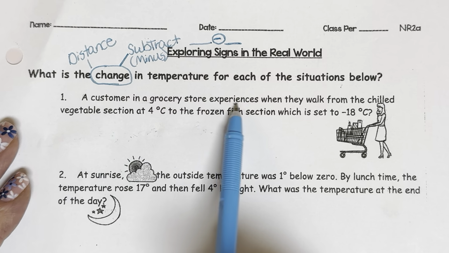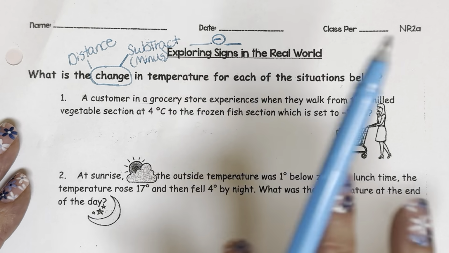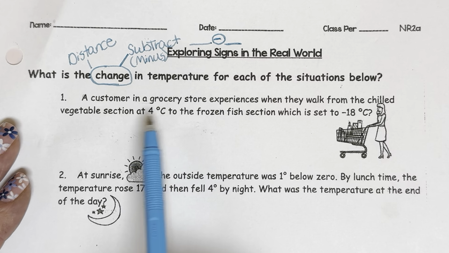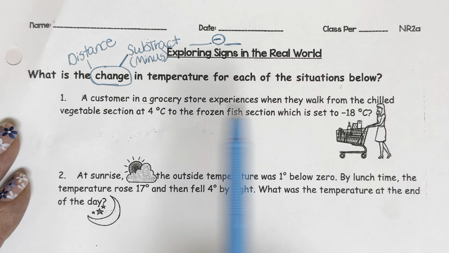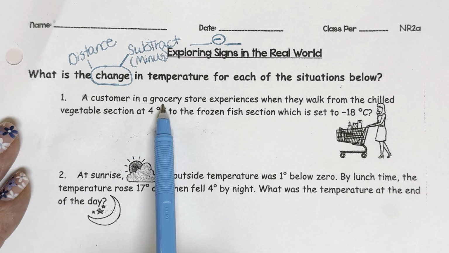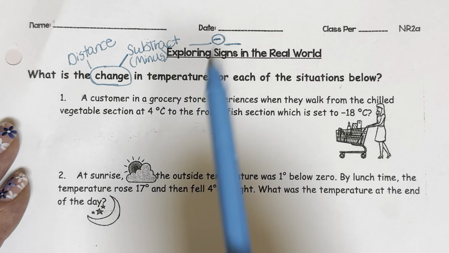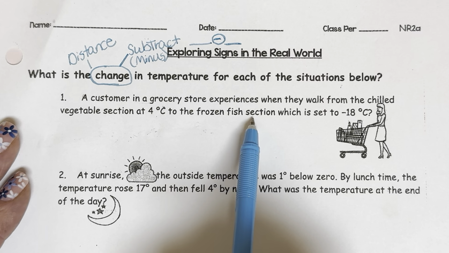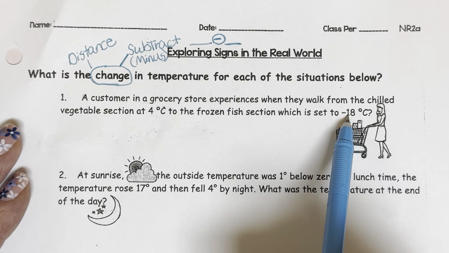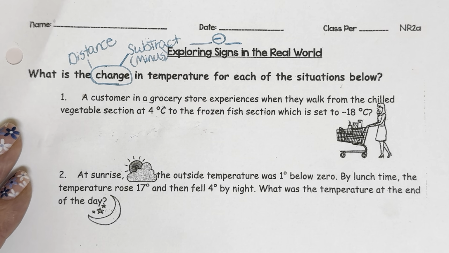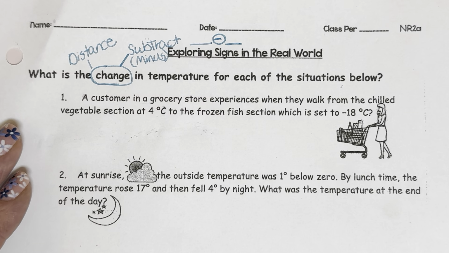A customer in a grocery store experienced, and I've told those of you that did this problem with me yesterday, this wording is weird. I don't know why it says this, but basically what this problem is saying is a customer's in the grocery store. She walks from the chilled vegetables section, which is 4 degrees Celsius, to the frozen fish section, which is negative 18 degrees Celsius. And it wants to know what is the change in the temperature. And change means distance, and distance is distance from 0.